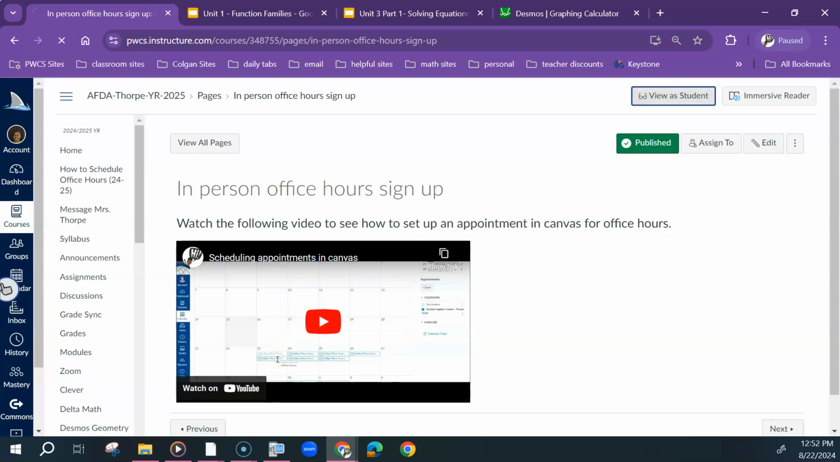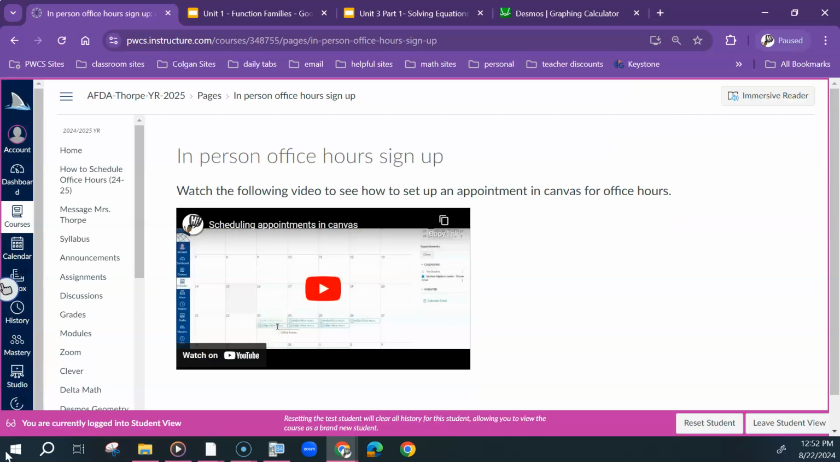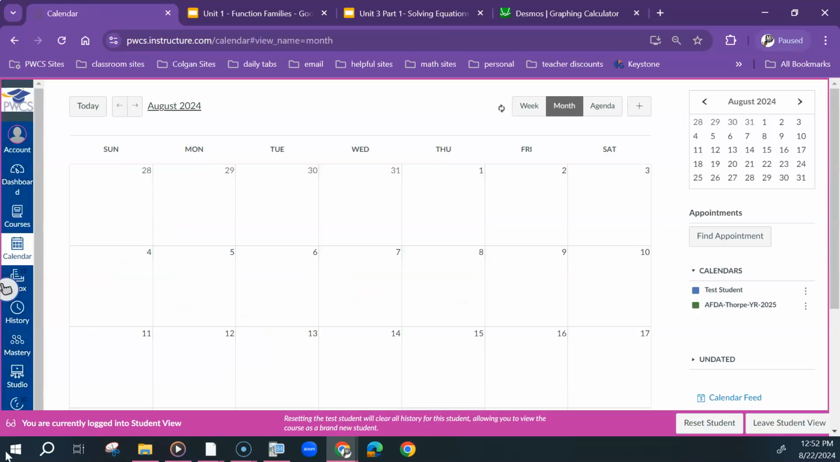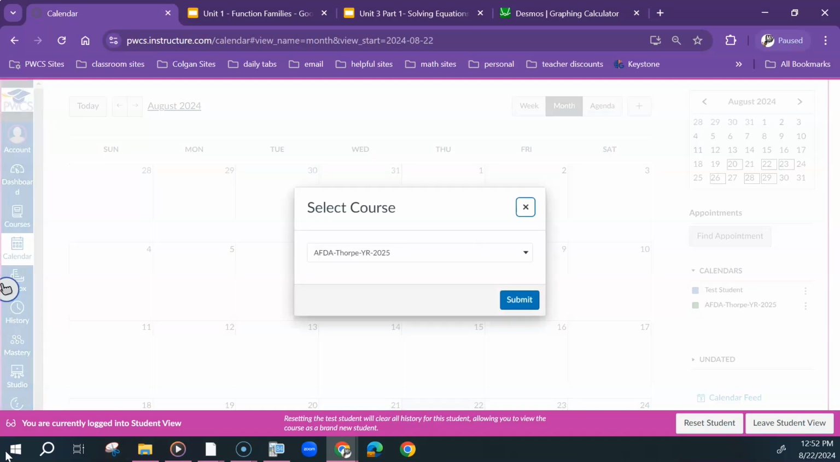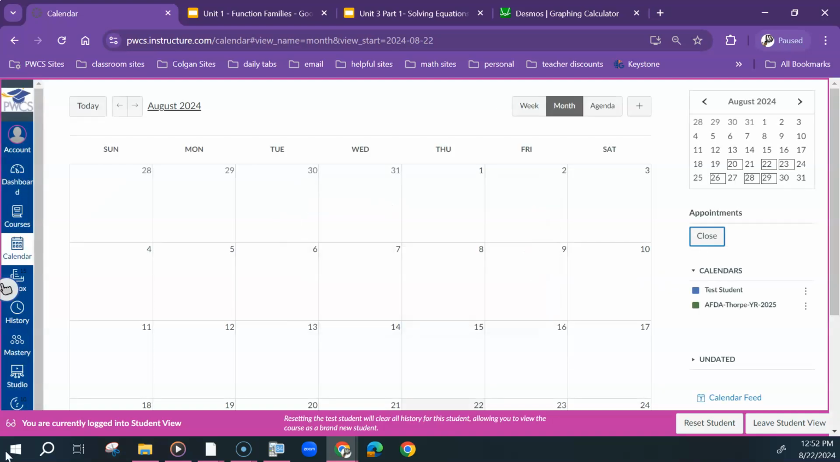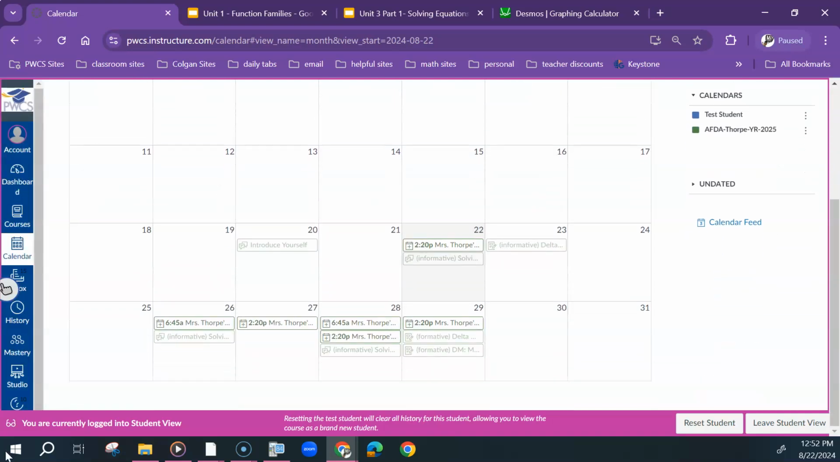You wouldn't do this because yours is already in student view, but you would go into your calendar. This doesn't work well on an app, so not on the iPad, not on your phone, but you would have to go into a browser, Chrome, Safari, Edge, and you're going to see Find Appointment. And then if other teachers are using this, Find My Class. And then you may have to scroll, and they should pop up, or they should be bolded.